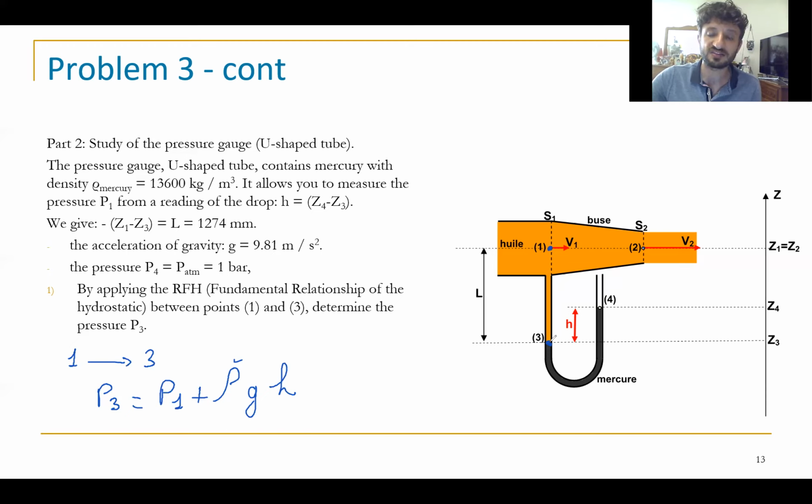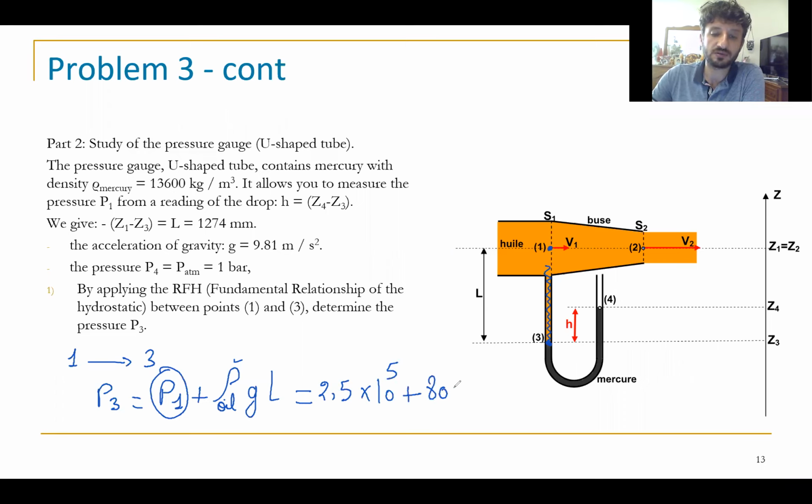Between the point 1 and 3, we have oil. So here we have oil. H between them equals to L. We can write L. Okay, so we can calculate here. We have the value of P1, which is equal to 2.5 times 10⁵ Pascal plus rho equals to 800 kilogram per meter cube times G 9.8 times L, we have 1274 times 10 power minus 3 meter. We can calculate P3 in Pascal.